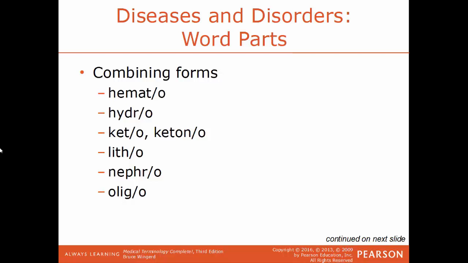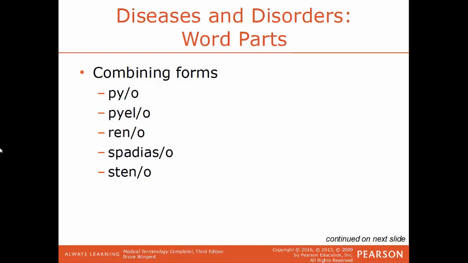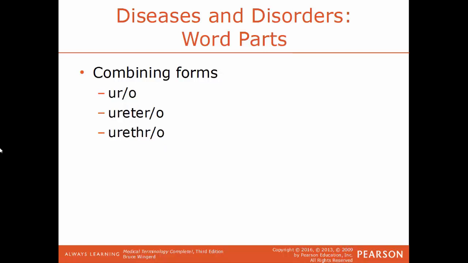Litho means stone. Nephro means kidney. Oligo means a few or a scant amount. Pyo means pus. Pyelo means the renal pelvis. Reno means the kidney. Spadias is a reference to tear or to cut. And steno is a reference to constricting or narrowing. Uro is a reference to urine. Uretero is a reference to the ureters. And urethro is a reference to the urethra.